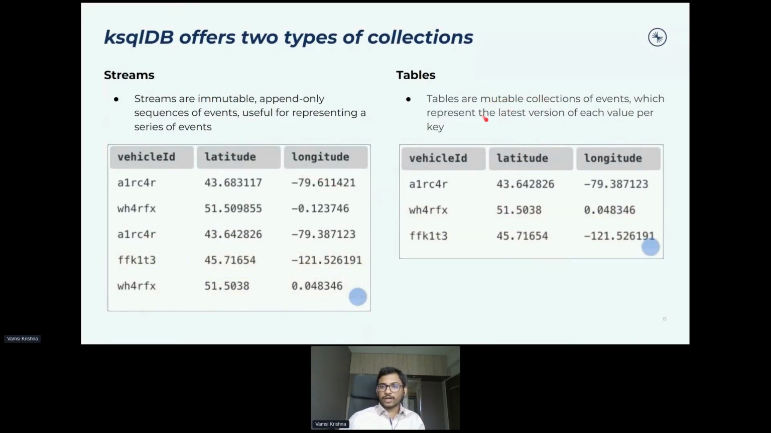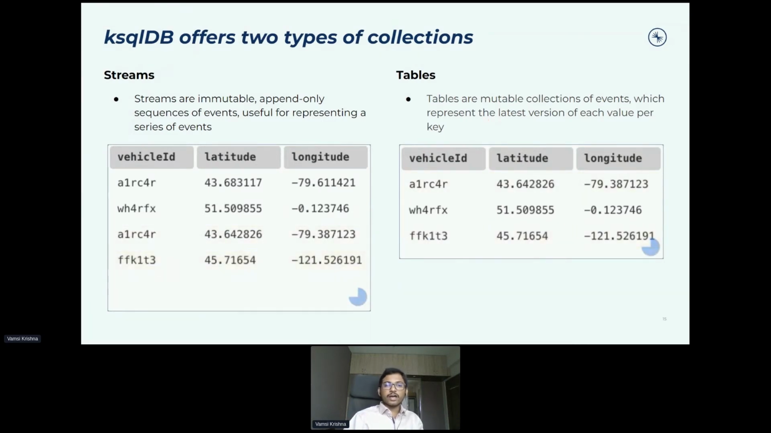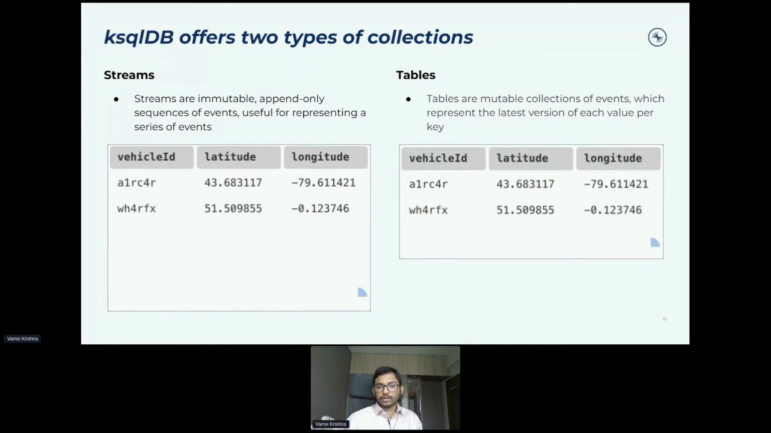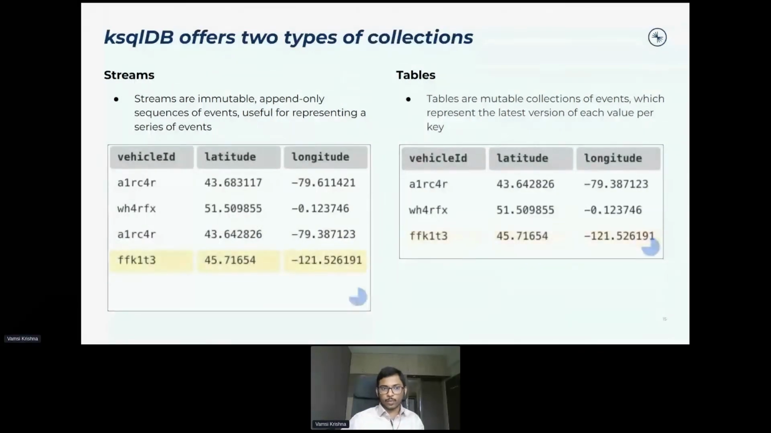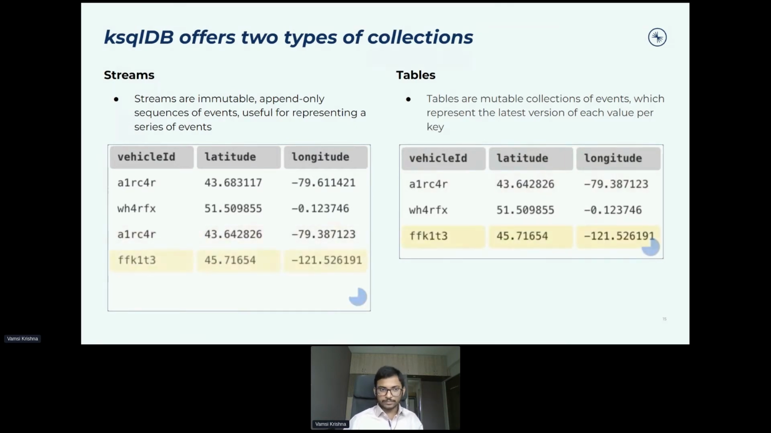This is very, very similar to your databases, where for a particular key, in this case vehicle ID, only the latest value is going to be retained. All the older values are going to be rewritten or updated with the latest value that is available. So streams and tables are fundamental constructs in which you can model the data in ksqlDB. And there are use cases which we are going to discuss later.